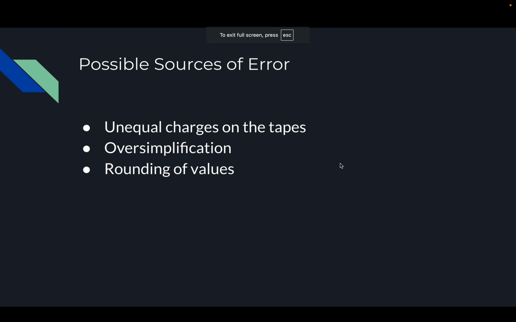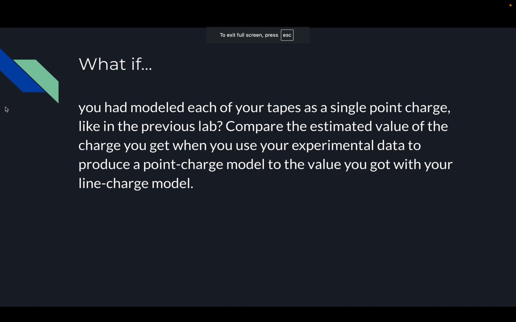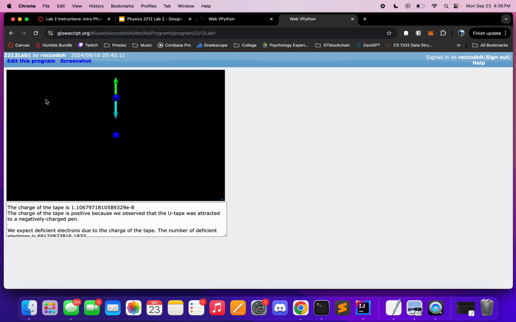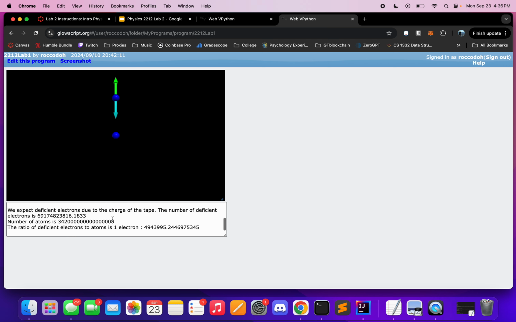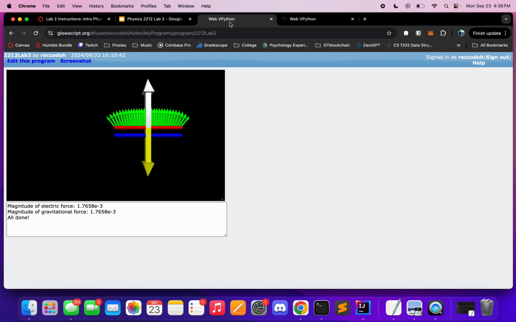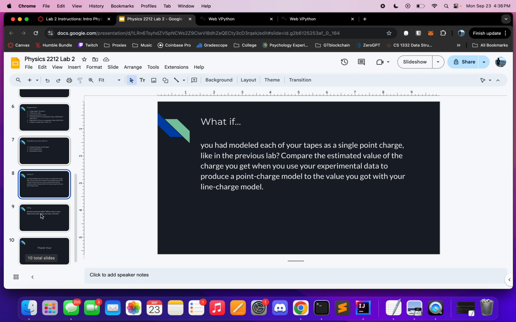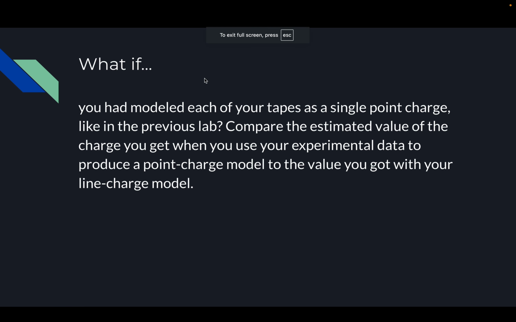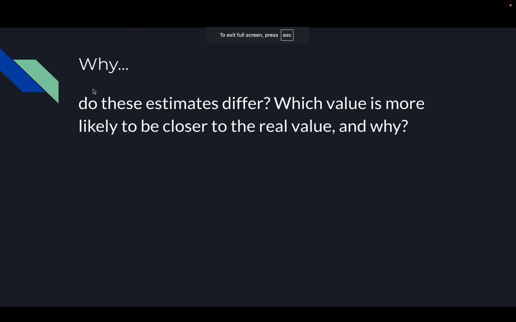What if you had modeled each of your tapes as a single point charge like in the previous lab? Compare the estimated value of the charge you get when you use your experimental data to produce a point charge model to the value you got with your line charge model. So I actually have that up right now, and we get about a similar value, but that can be because of the specific way I applied the calculations. But yeah, that goes on to the next question.